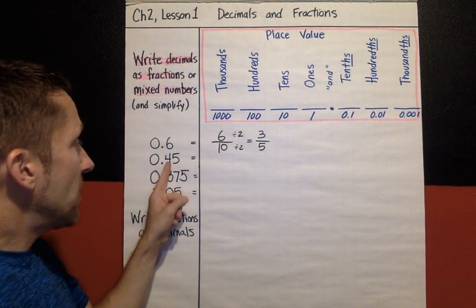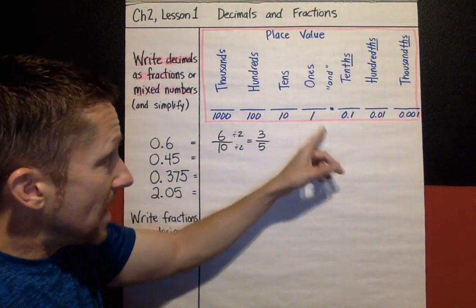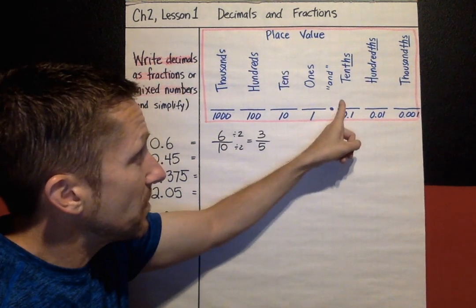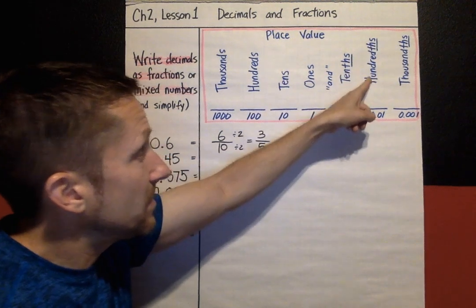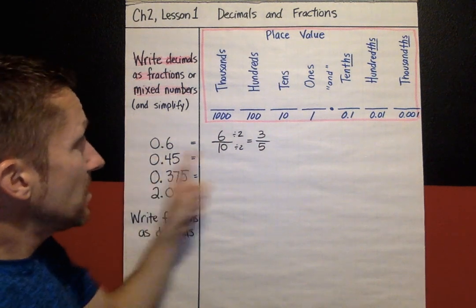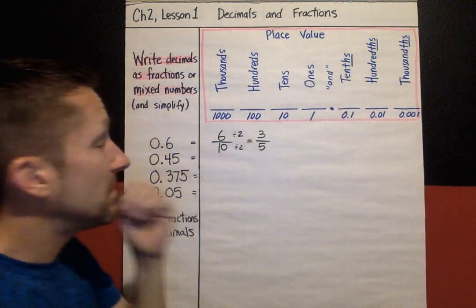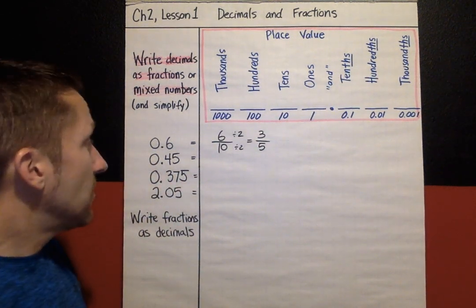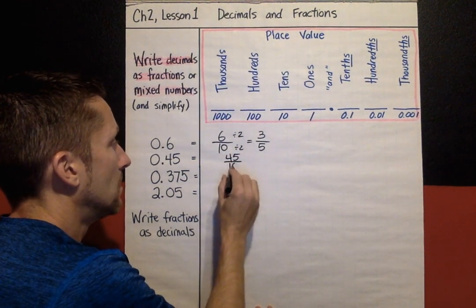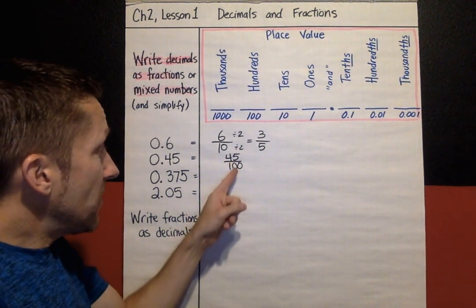Next example, 0.45. I would say it, 0 and 45. This 45 I would read as 45 hundredths. It goes over to the hundredths place value. So once again, 0 and 45 hundredths. What I say is what I write. 45 hundredths would look like this. What goes into 45 and 100?